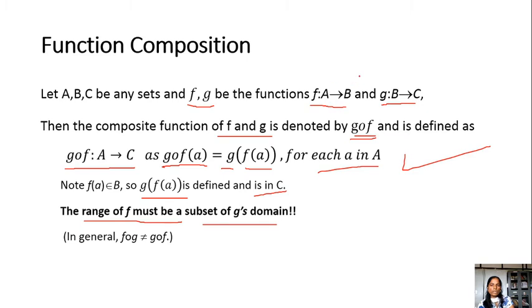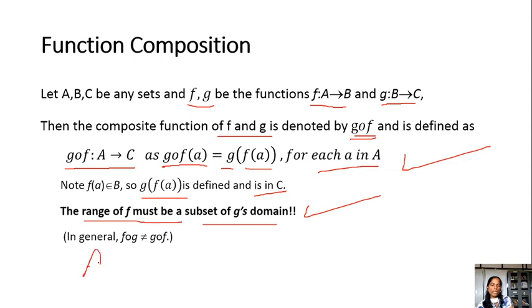So here range of f is contained in B, and the domain for g is B, and therefore you can say that range of f is contained in the domain of g. So remember this result: range of f must be a subset of g's domain, and this is the first composition map, g composite f. You can also define f composite g.